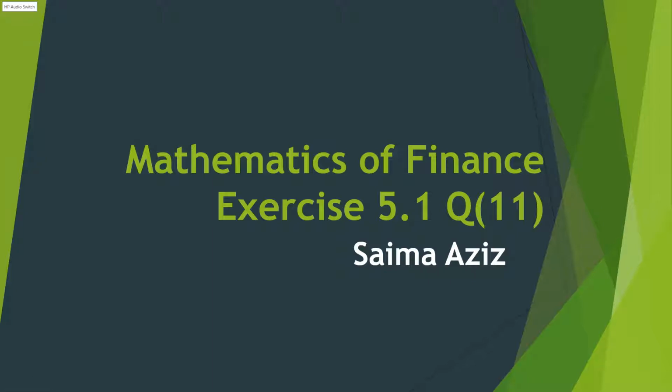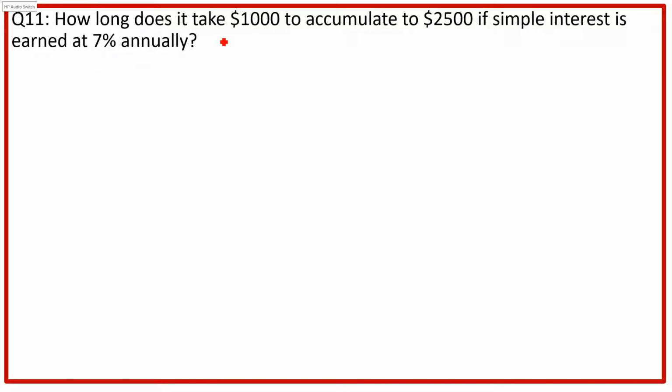In this lesson, we will discuss mathematics of finance, exercise 5.1, question number 11. And the question we have: how long does it take $1,000 to accumulate to $2,500 if simple interest is earned at 7% annually? So, how long does it take? We have to find that out.